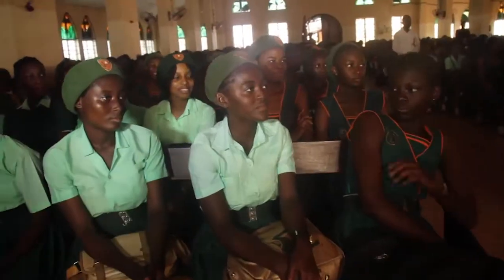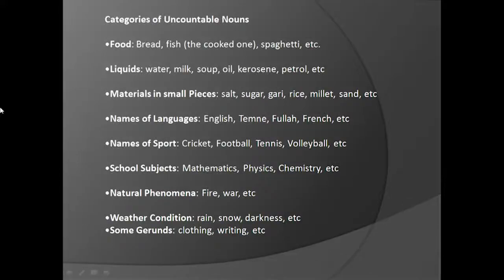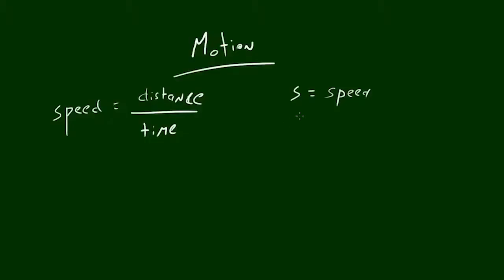Since the inception of the West African Senior Secondary School Certificate Examination, university requirement has largely called for 5 subjects.